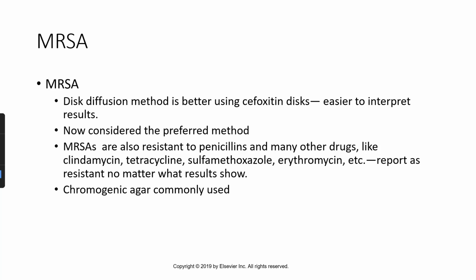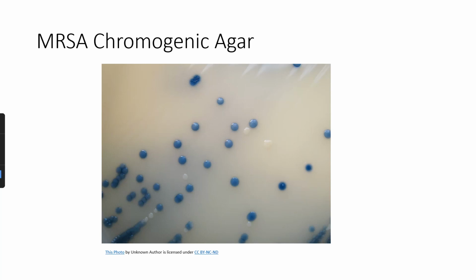Chromogenic agar is also commonly used. So MRSA on chromogenic agar produces these blue colonies, these denim blue colonies. So these would not be MRSA. The blue ones would be MRSA. So if you do a MRSA plate, you swab it on this plate, and you see the denim blue colonies, you would report this result.